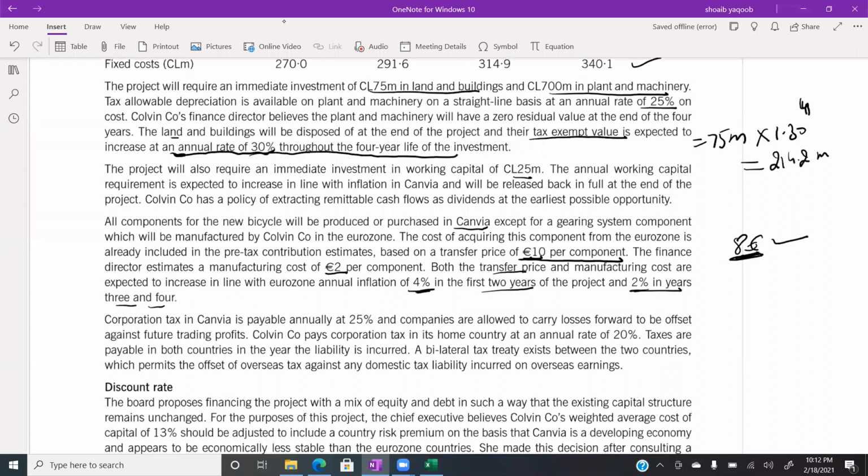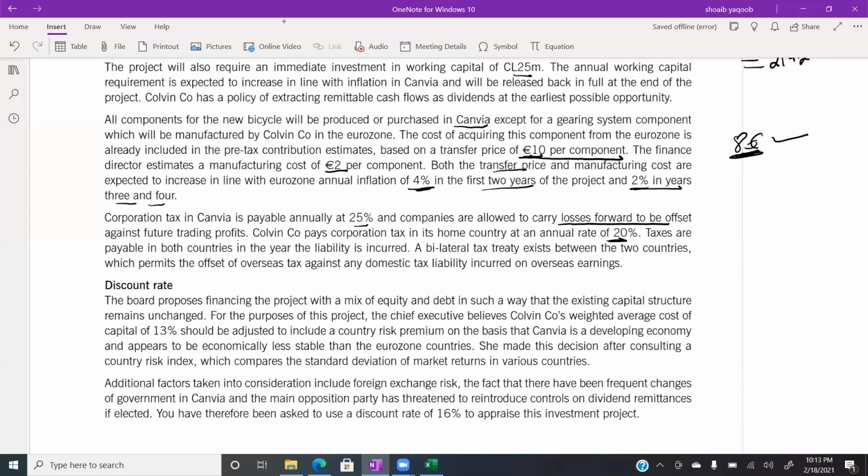Corporate tax in Canvia is 25%, and companies are allowed to carry losses forward to be offset against future trading profit. So that means you will carry forward the losses. Colvin company pays corporate tax in its home country at an annual rate of 20%. So do we have to pay additional tax? No additional tax. Taxes are payable in both countries in the year the tax liability is incurred. A bilateral tax treaty exists between the two countries, which permits the offset of overseas tax against any domestic tax liability incurred on the overseas earnings.